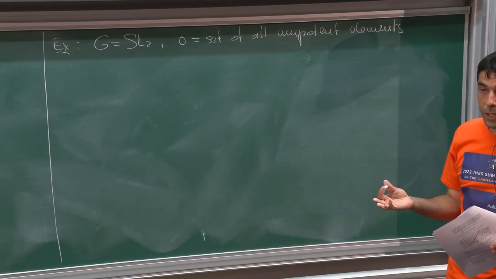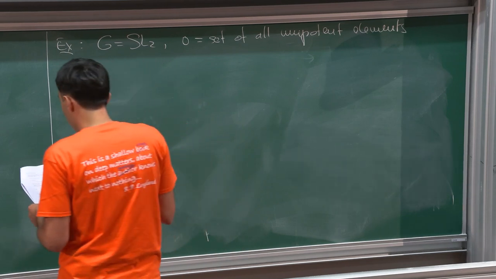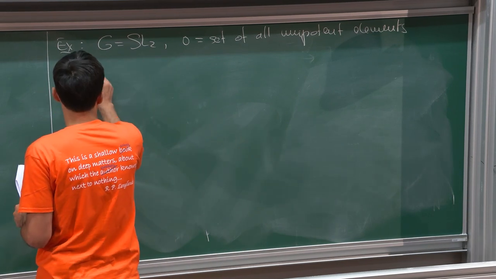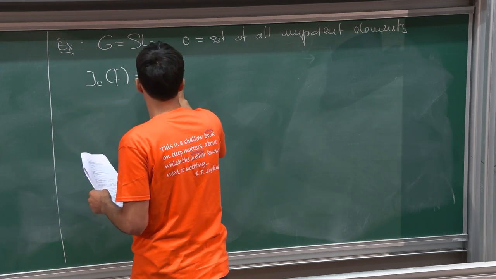This is an equivalence class. Their semi-simple parts are the identity, and they're all conjugate to each other. So what happens in that situation? Then this J of O has two parts. One part is fairly simple.